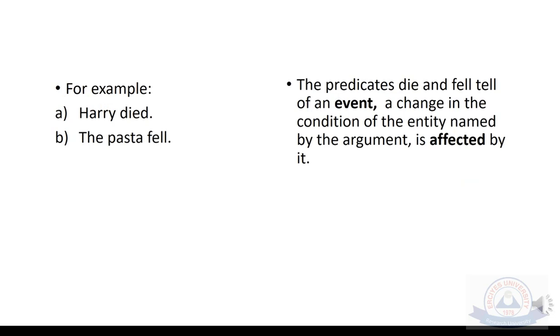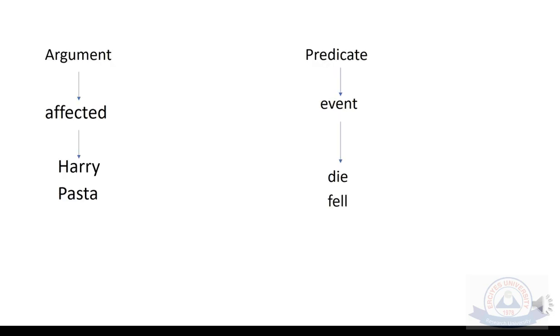In another example, Harry died. The pasta fell. The predicates died and fell tell of an event; a change in the condition of the entity named by the argument is affected by it, actually. So in the argument, there is the affected one, which are Harry and pasta. Harry died and pasta fell.